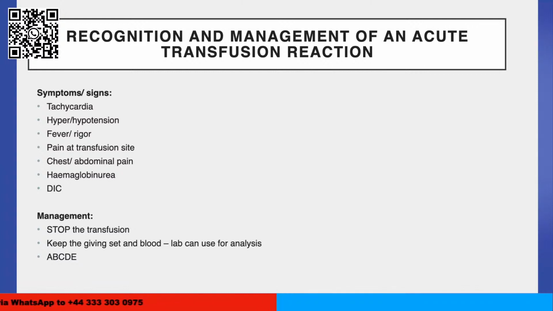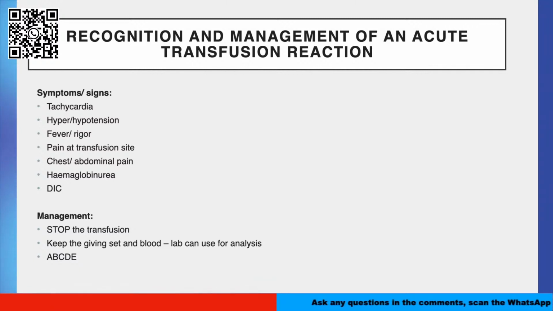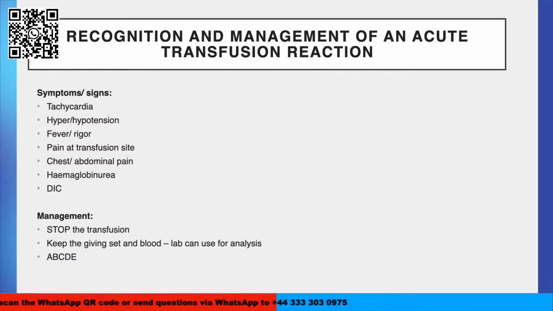The important thing is that you keep an eye on the patient when they're having a blood transfusion and just think, if their observations change or something unusual happens, could this be a transfusion reaction? And if you're concerned, stop the transfusion, keep the giving set in the blood, don't throw it in the bin, because the lab can use this to check for what may be the cause of the transfusion reaction, and then assess and treat your patient in an A, B, C, D, E fashion, so airway, breathing, circulation, disability, and everything else.